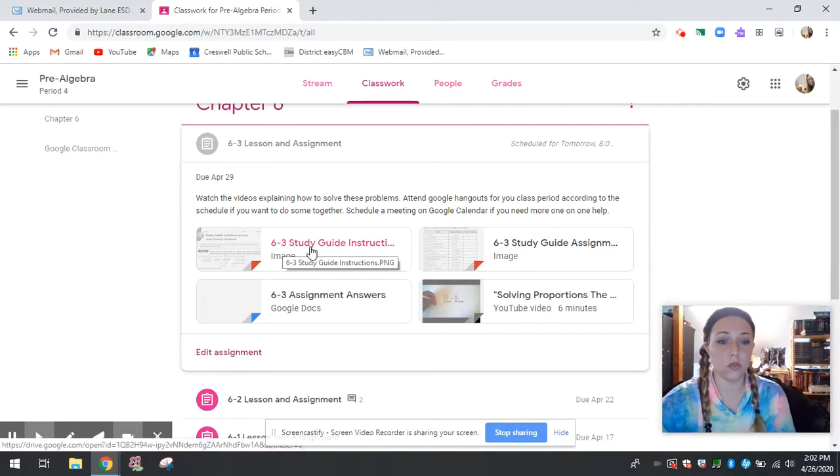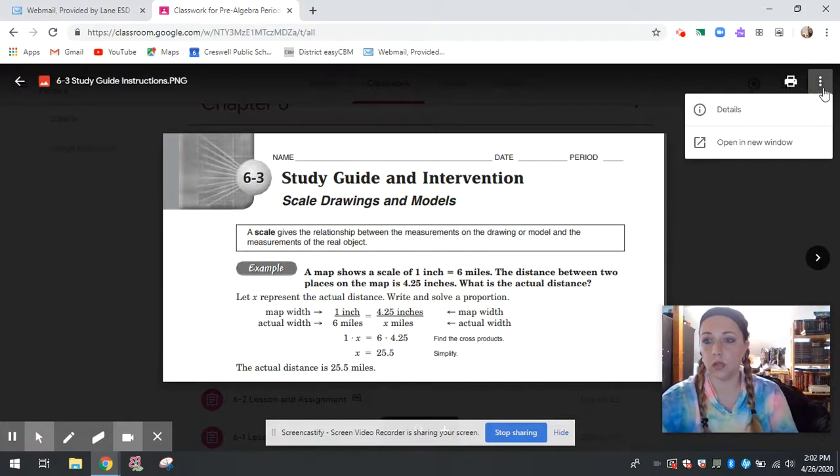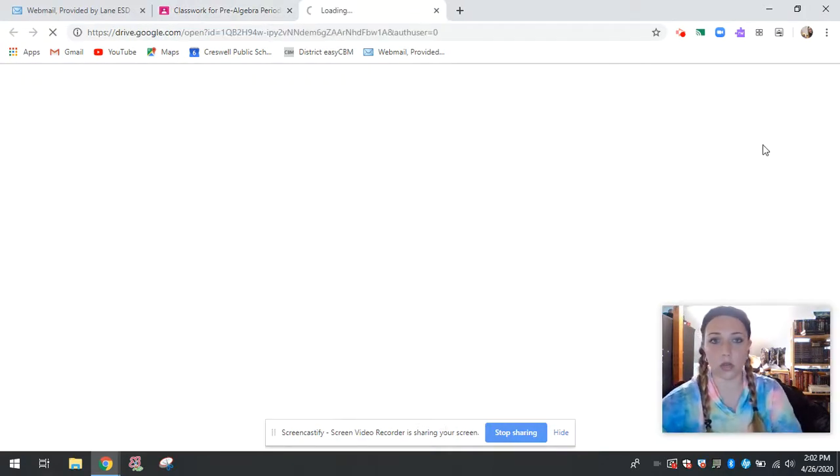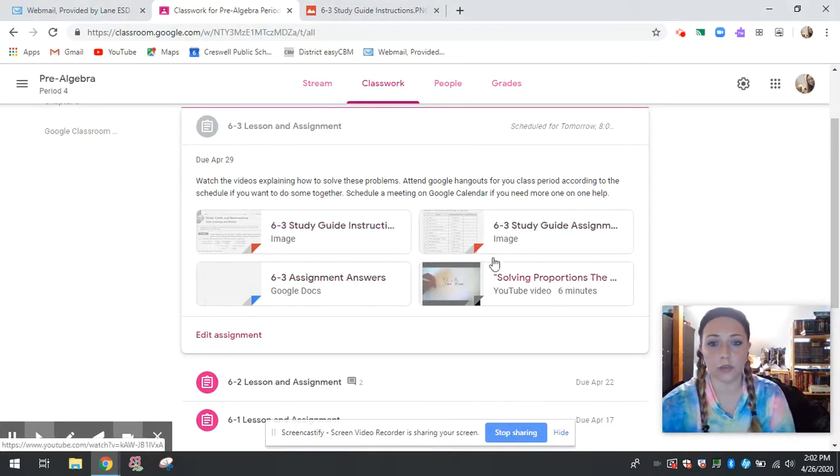So I'm going to go to the study guide instructions. I'm going to click those three little dots to open that in a new window so I can hop back and forth between the tabs. I'm going to go back, click the back arrow, and then I have my 4 things again. There will be a 5th once I finish this video.